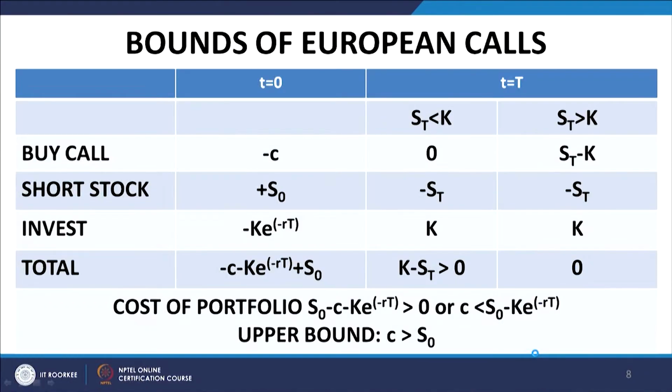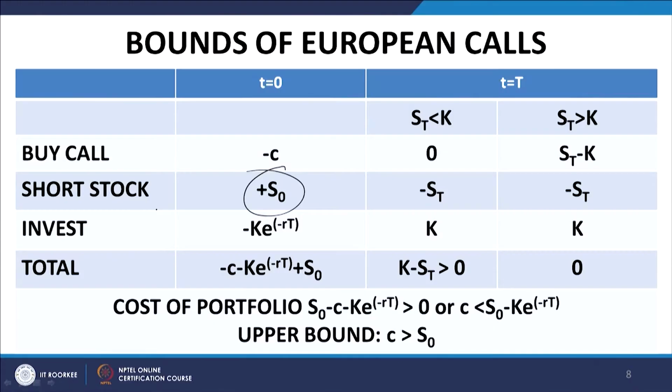Let us start with a very simple case. Let us talk about a call option. We buy a call option, again we have a payoff of ST minus K if ST is greater than K and 0 if ST is less than K. This is becoming more and more obvious as we are discussing.